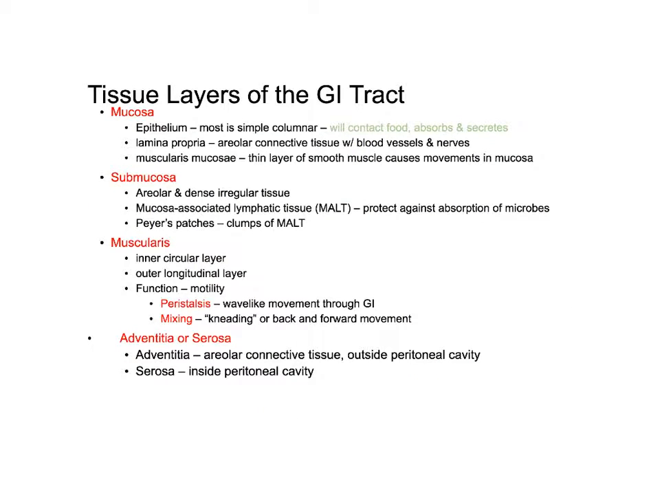Now, how is it organized histology-wise? We're going to start with the mucosa, which is where the food will contact. The epithelium is simple columnar, and if you remember from histology, when we talked about epithelium, we're always talking about absorption and secretion. The lamina propria is immediately below the epithelium. It's areolar connective tissue, and it's full of blood vessels and nerves, so that's how things will get absorbed.